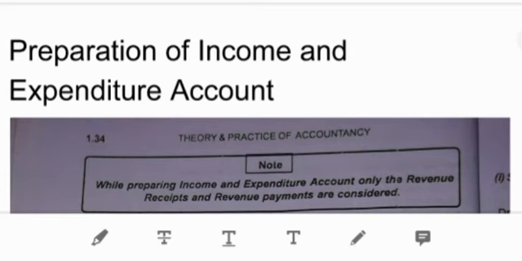So all the receipts and payments which we record in the receipts and payments account cannot be recorded in the income and expenditure account, and a few adjustments which we do not record in the receipts and payments account, we have to make an adjustment for that in the income and expenditure account.